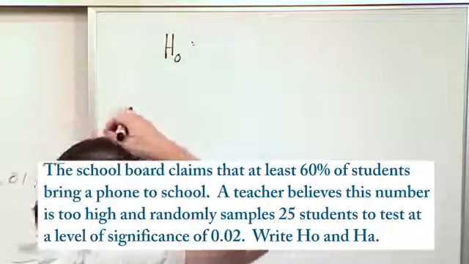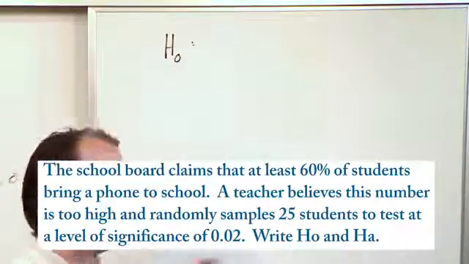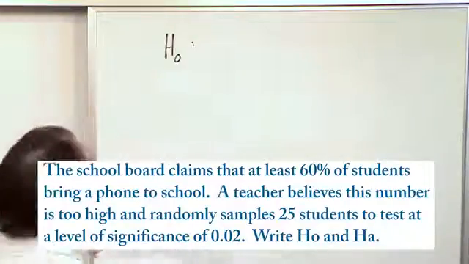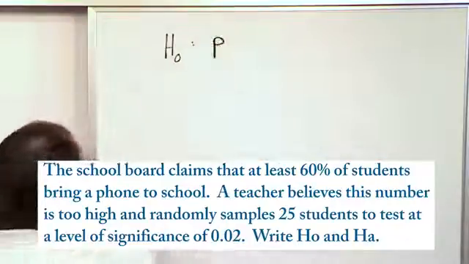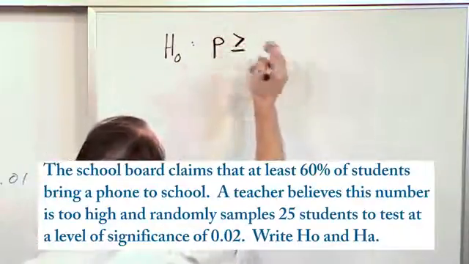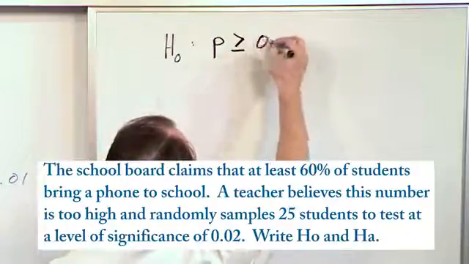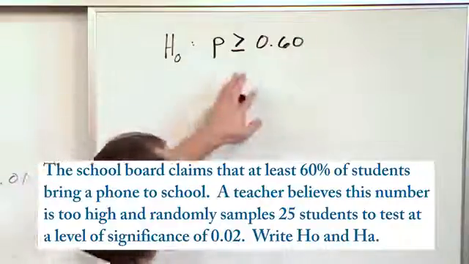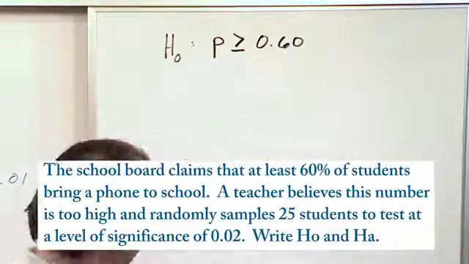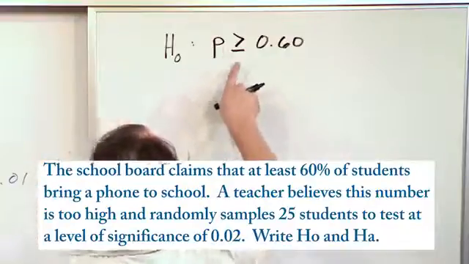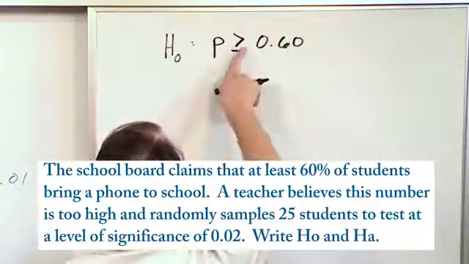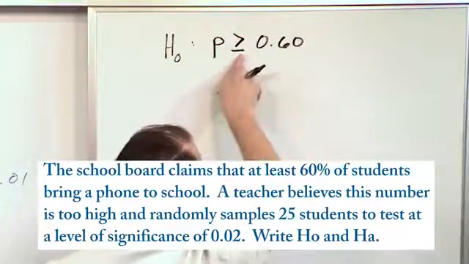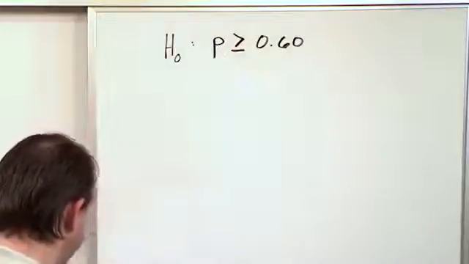The null hypothesis says the school board claims that at least 60%, notice the wording, at least 60%. So what that means is the proportion of people in that school, P, is greater than or equal to 60%. But when we write it down, we want to write it down as a decimal. You don't want to put percent signs here. That's just for our convenience. We want to deal with it in terms of decimals, so you shift the decimal back. When we say at least 60%, which is what the wording says, that means greater than or equal to 60%. So anything larger than 60% and also including 60%, that's what the line underneath means.